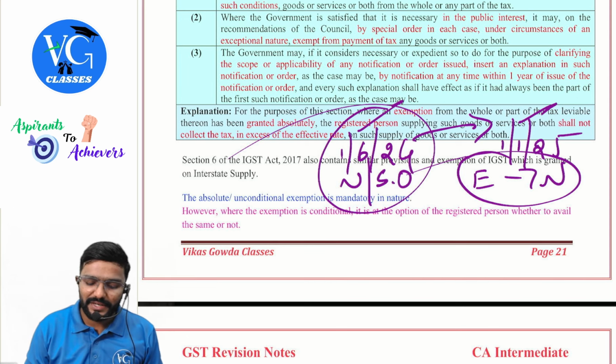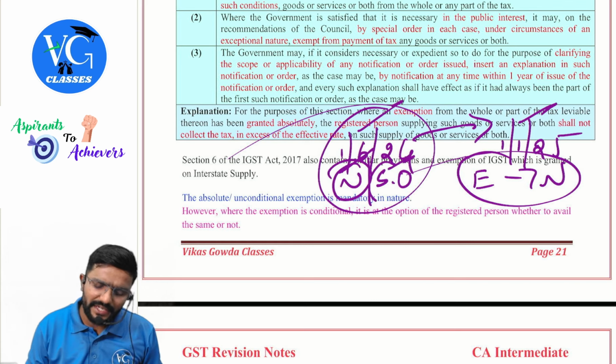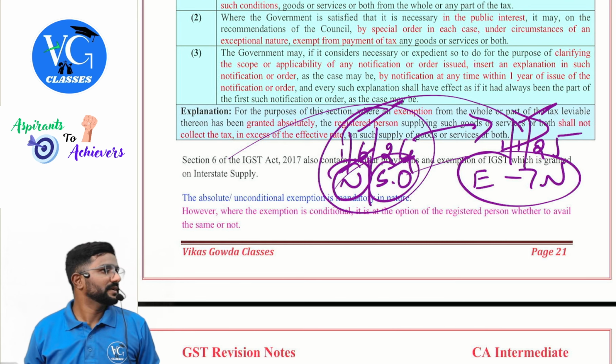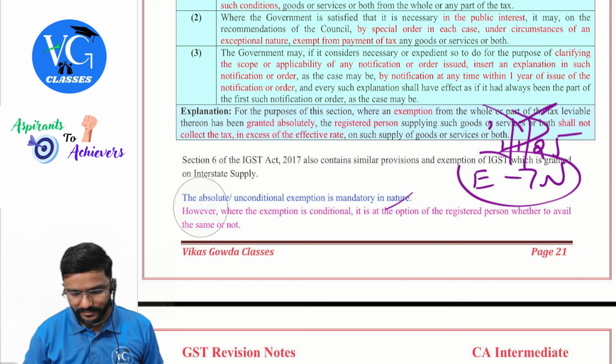Sir, can they add the explanation in this notification or special order only? Yes, they can add the explanation here itself. Or else they can also give it within 1 year. They can also give it within 1 year, guys. Yes, sir.